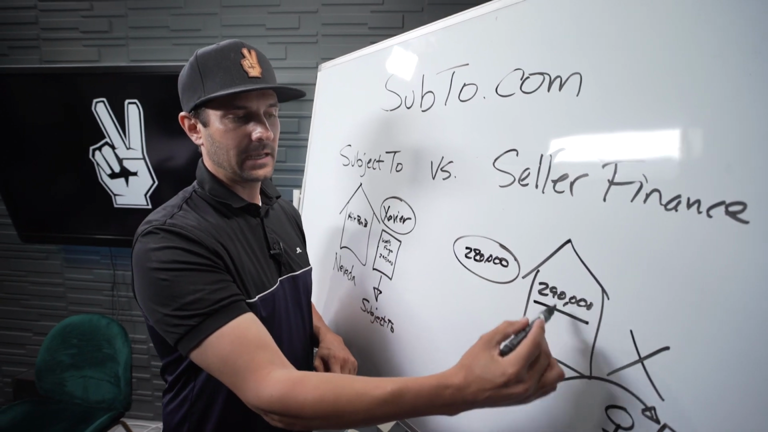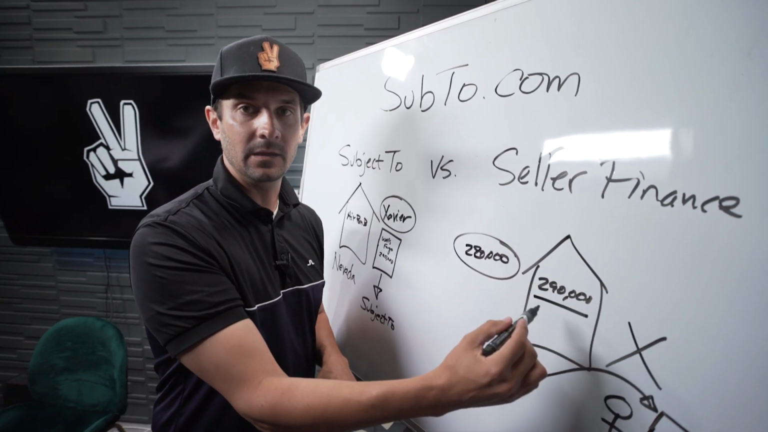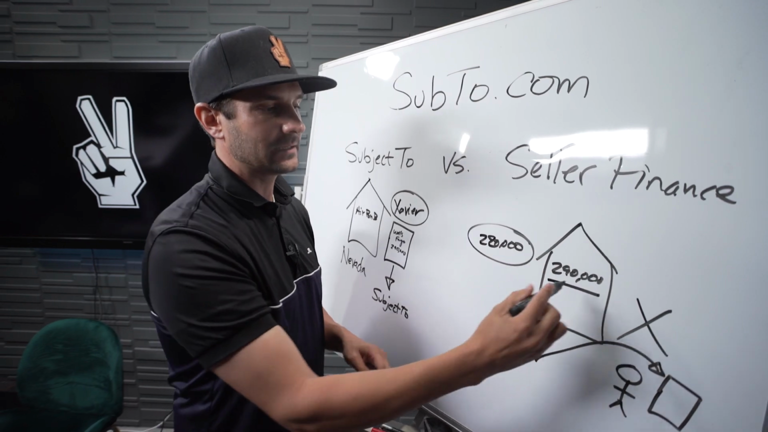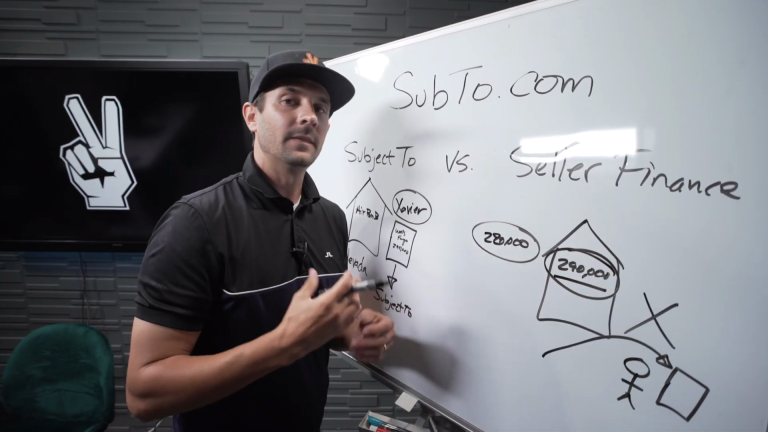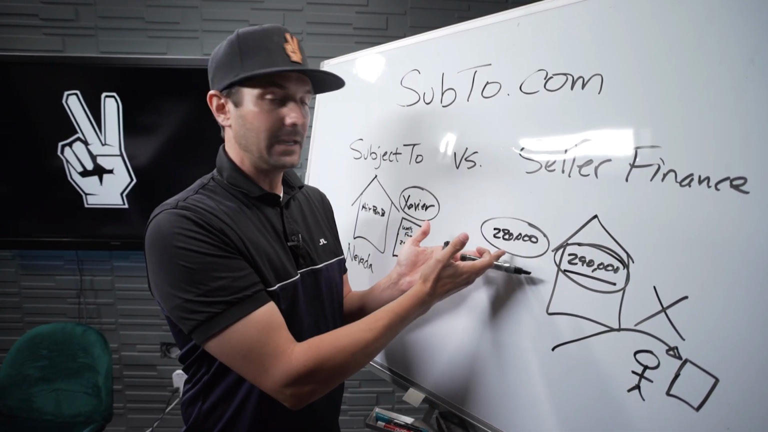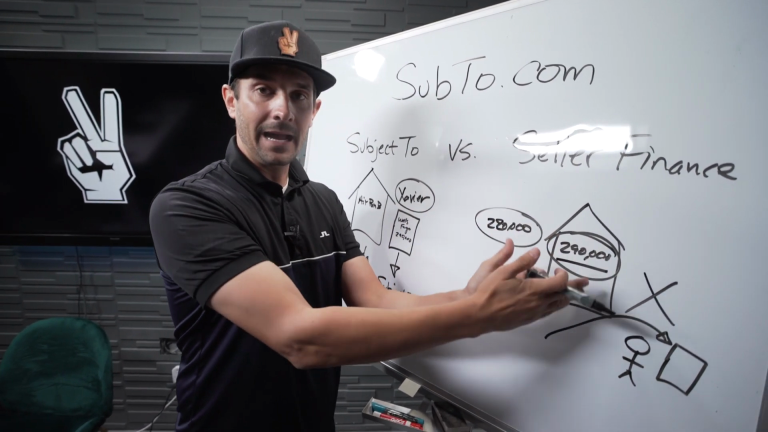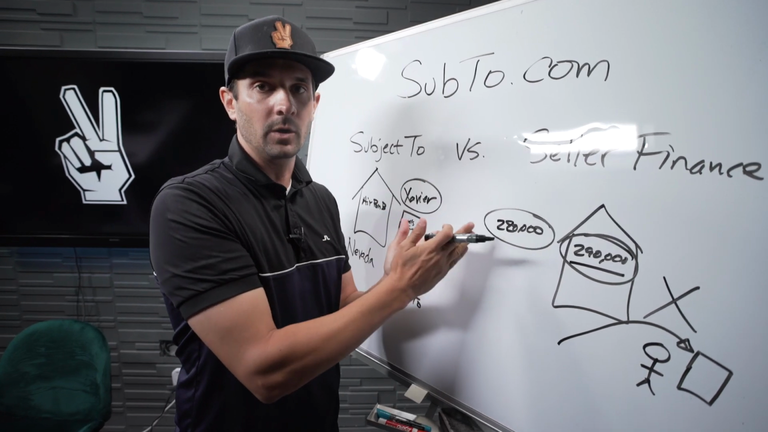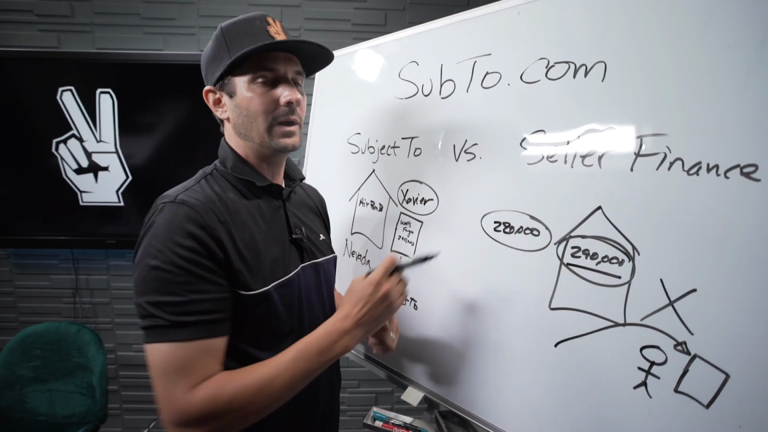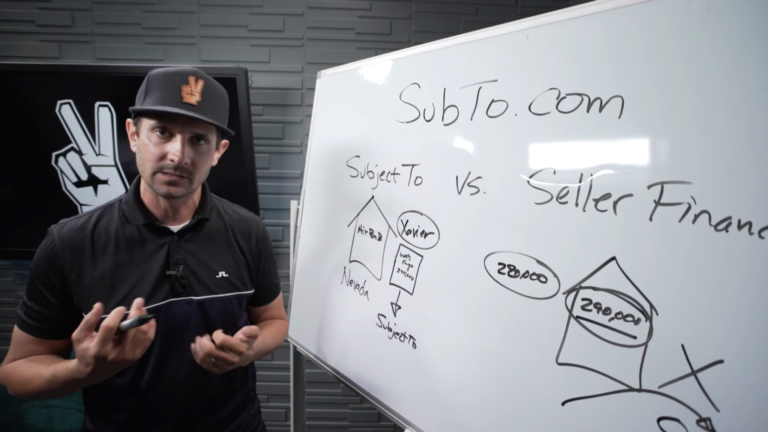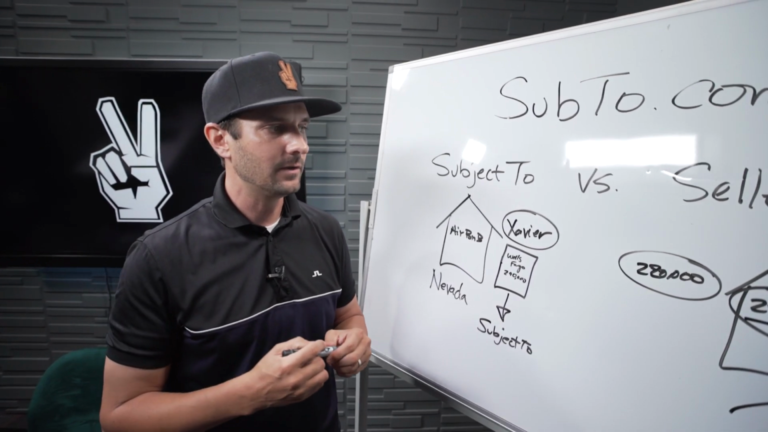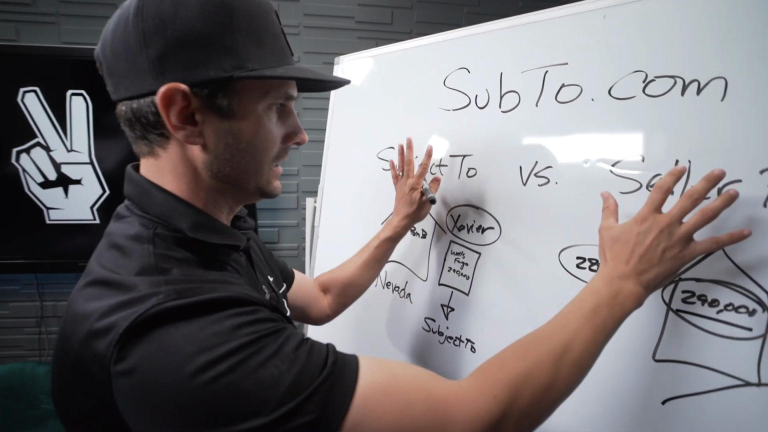So a lot of sellers say, I'll sell to you for $290 over a long period of time because I care more about this number than I do about getting the money right now. So long-term higher number or short-term lower number is ultimately the reason why a seller is willing to seller finance their property to us. So very, very quick difference between seller finance and subject to.